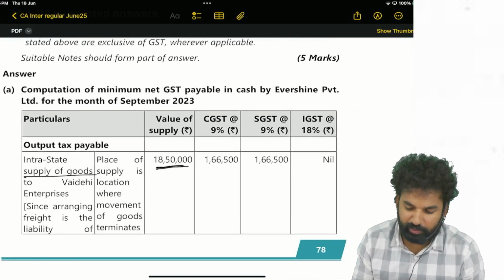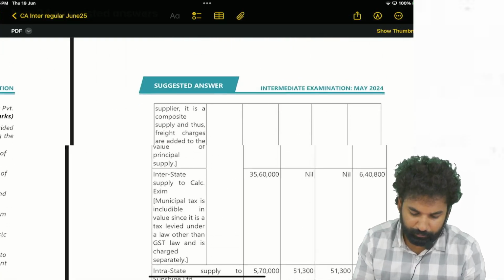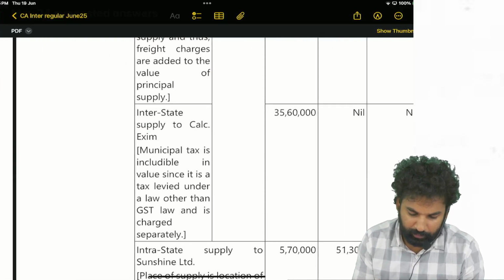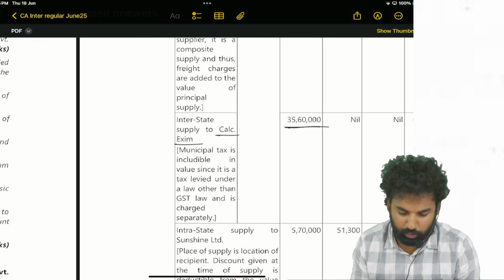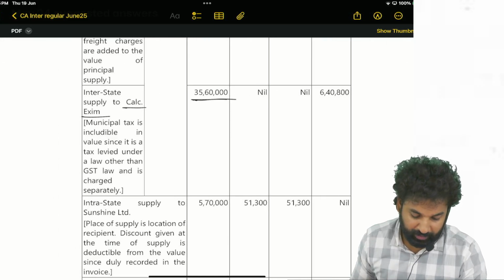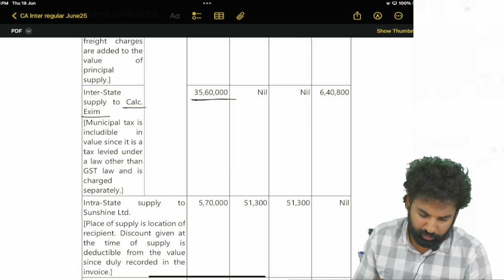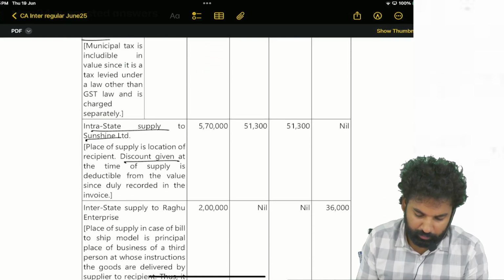Freight will be added. CGST, SGST. Next what? Calc exim 35 lakhs plus 60,000. Okay, municipal taxes will be added. So this is also interstate, IGST. Interstate. Next, intrastate supply. Discount given.